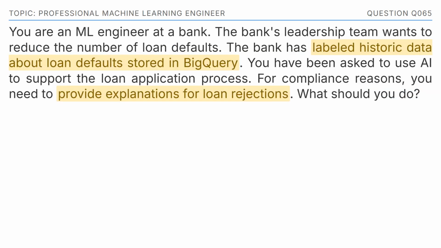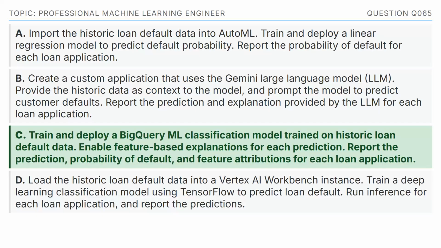To arrive at the correct answer, we focus on the keywords: labeled historic data about loan defaults stored in BigQuery, provide explanations for loan rejections. The correct answer is option C, train and deploy a BigQuery ML classification model trained on historic loan default data. Enable feature-based explanations for each prediction. Report the prediction, probability of default, and feature attributions for each loan application.